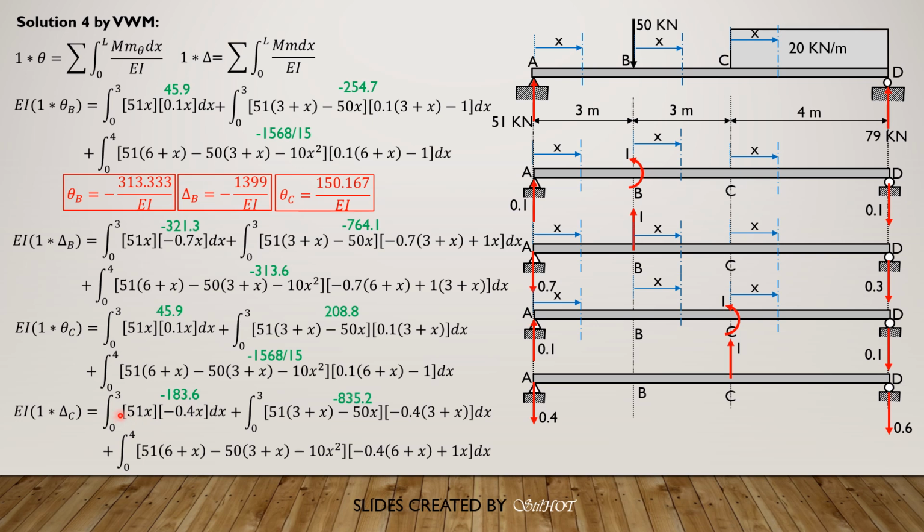Then the value of the first integral is negative 183.6, the second is negative 835.2, the third is negative 627.2. So combining, delta C is negative 1646 over EI as before. So that's it for virtual work method. So next, solution number 5, Castigliano's second theorem.